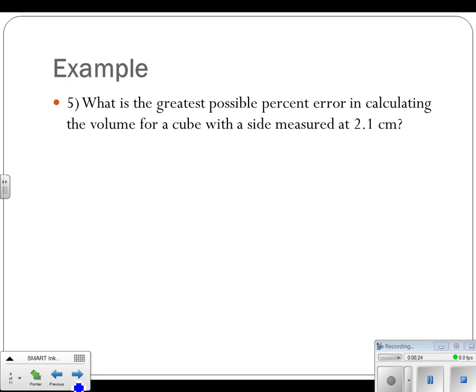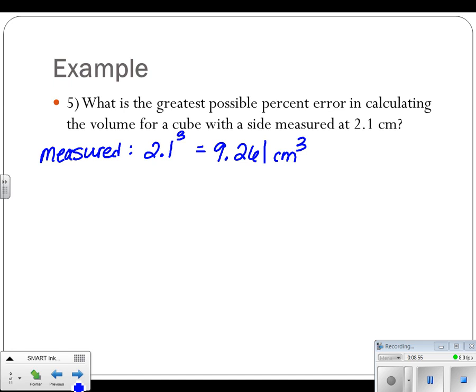What is the greatest possible percent error in calculating the volume for a cube with the side measured at 2.1 centimeters? So it's measured at 2.1, and 2.1 cubed is going to give us the measured volume, which would be 9.261 centimeters cubed.